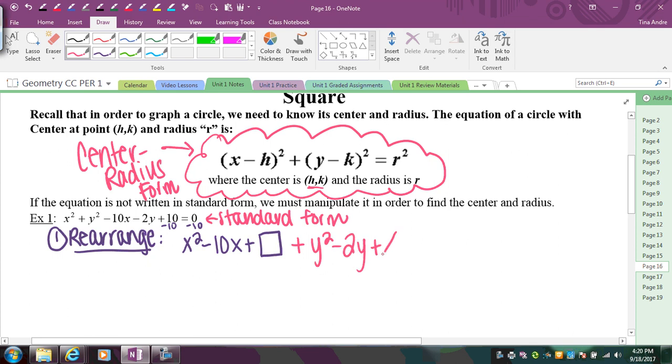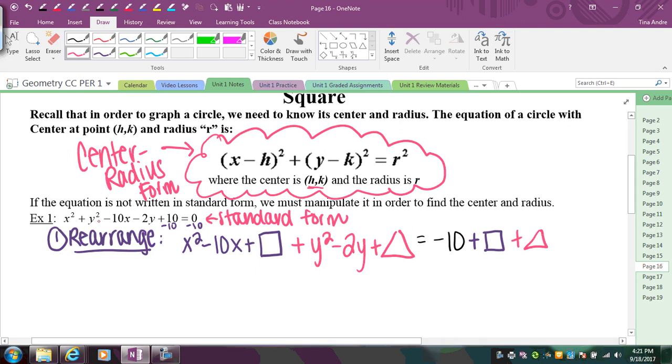Now I'm going to add a triangle just to represent, again, a space that's going to be a different number than this rectangle. And then we have our equal sign. Remember, we brought that 10 over, so it's a negative 10 now. Whatever you do to one side of the equation, you have to do to the other. So I have to add that rectangle and that triangle, which are really going to be numbers. Right now it's just a visual to help you remember that whatever you add to one side, you have to add to the other. So this is called the rearrange step.